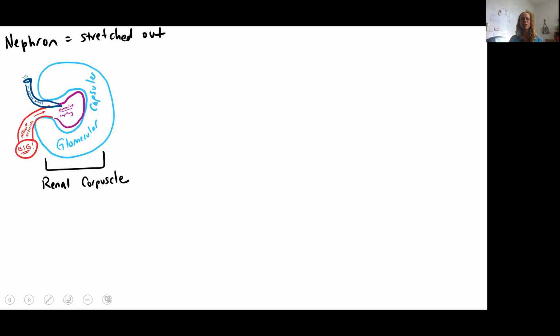So we're going to be looking at our nephron as if it were all stretched out. This is not actually how it looks anatomically, but it lets us study the structures in terms of the order of the flow of material. And then we'll have a video presentation dedicated to each one of these sections. So this is our super basic introduction to the nephron.